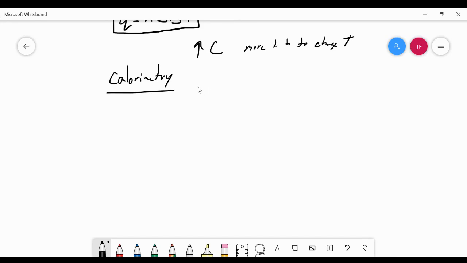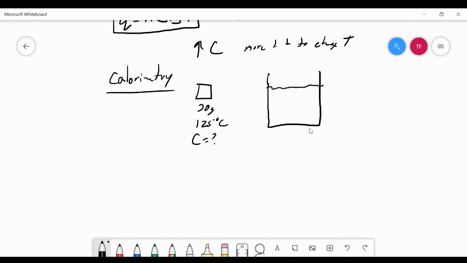For instance, let's say that I have a piece of metal that is 30 grams. And that 30-gram piece of metal is 125 degrees Celsius. And we want to figure out what the specific heat capacity of this substance is. We don't know what the specific heat is. We don't know what the substance is. So how are we going to do that? Well, what we can do is place that hot piece of metal into a colder vat of water. So let's say that we have 300 grams of water.